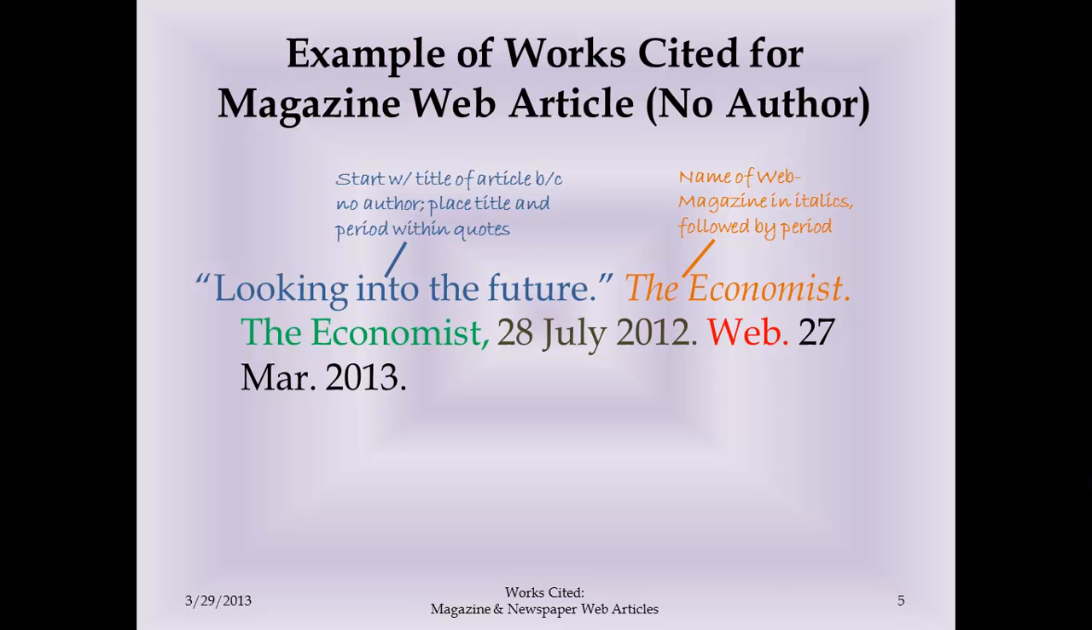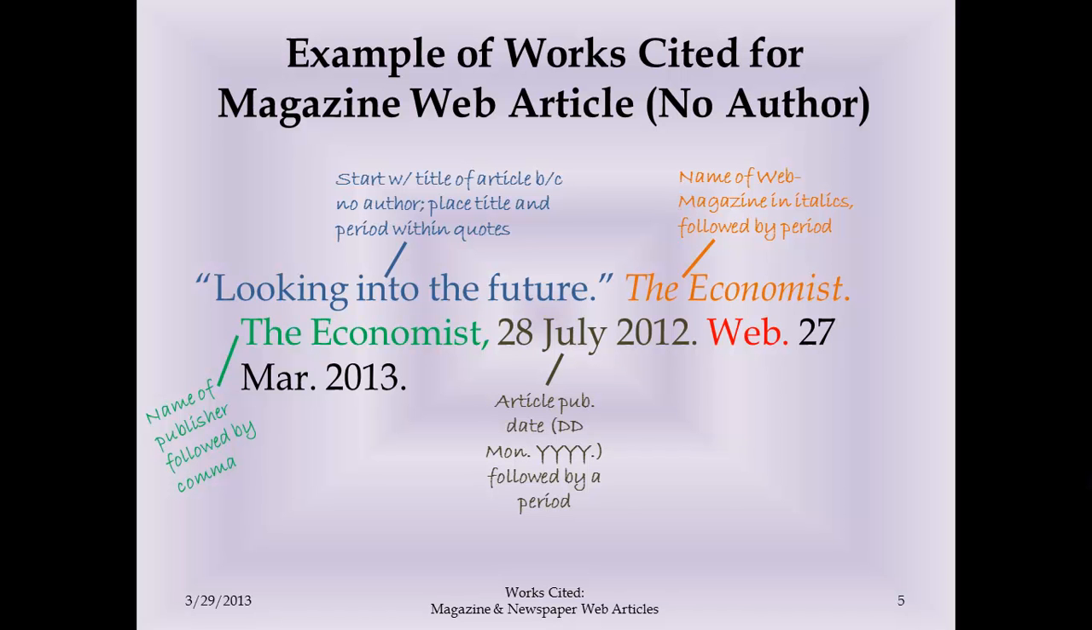Then there's a space, and then you put the name of the publisher. Again, you only want the basic name of the publisher. Even though the official publisher's title is The Economist Newspaper Limited, we're only going to put The Economist, followed by a comma. And you do not italicize the publisher's name. You put it in regular font. You follow it by a comma, then a space. Then you put the date that the article was published.